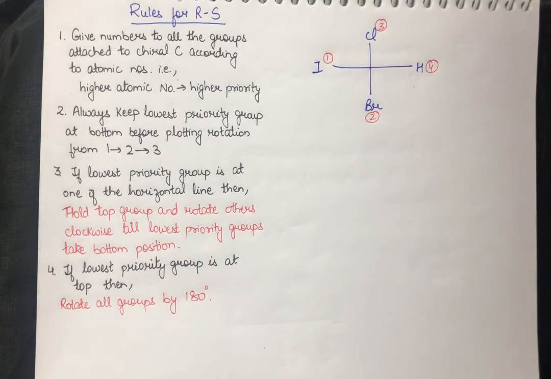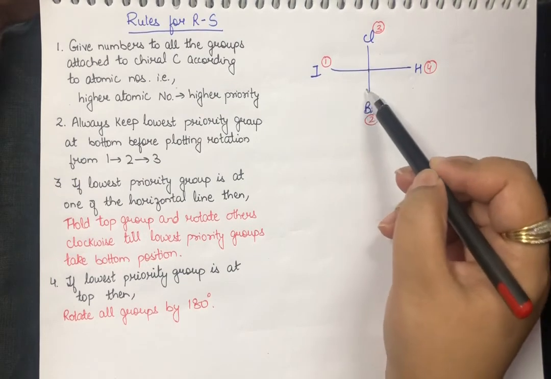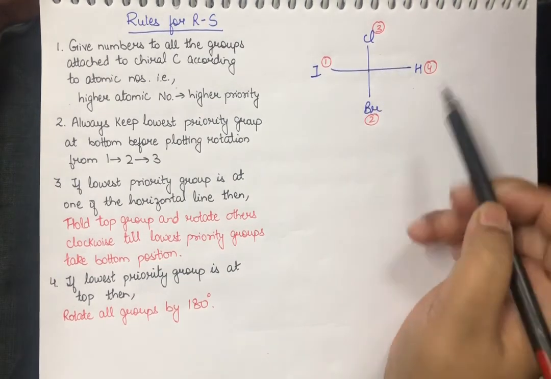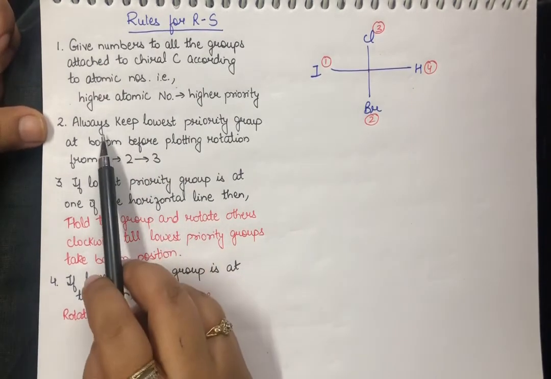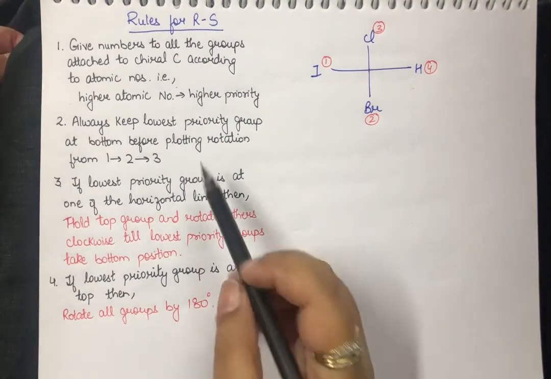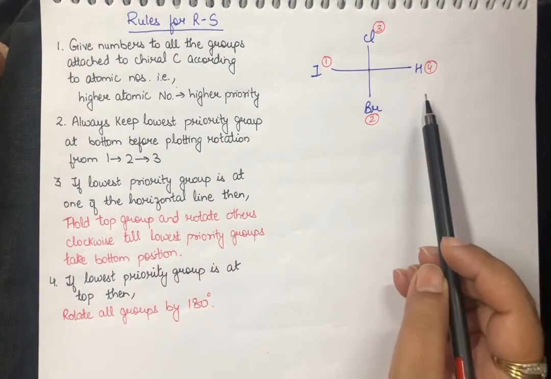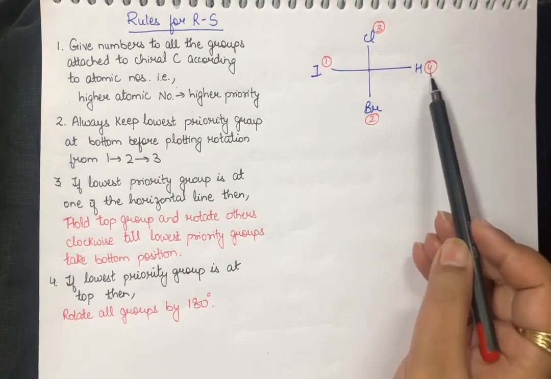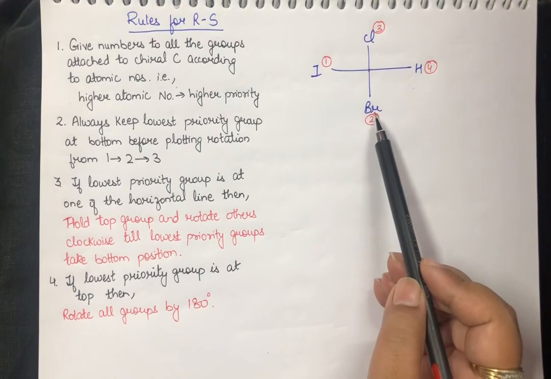But you cannot start deciding whether it is R or S from here just like that, because if I go from here, it is going to be anti-clockwise, but that is not the right step. Now what is the second step? The second step says always keep the lowest priority group at the bottom before plotting the rotation from 1, 2 and 3. So I have to maintain that my fourth, the lowest priority group, has to come to the bottom position.